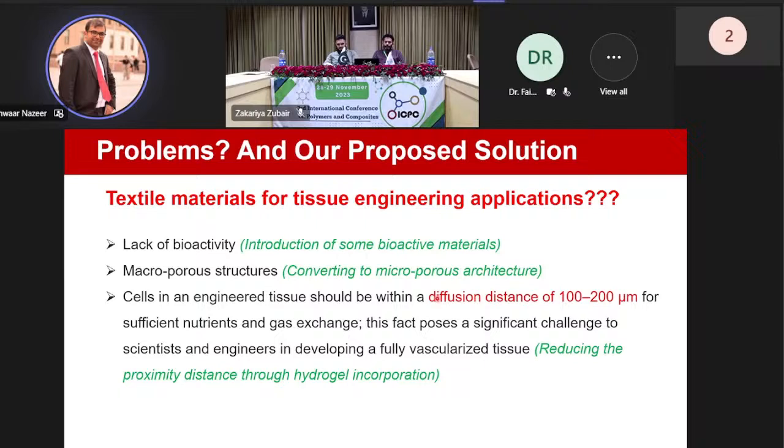Why? Because there is one terminology that we call diffusion distance, which should be 100 to 200 micrometers for the cells. This is the distance between the adjacent cells in the tissues. If the distance is more, then it will be very difficult to transport the nutrients and to exchange the gases. Therefore, we cannot have a fully vascularized tissue by the end. So we need to reduce this proximity distance, and we can do this through some hydrogel incorporation. So these are some problems in the textile materials or the fabrication techniques right now, and we can have such kinds of solutions to these problems.